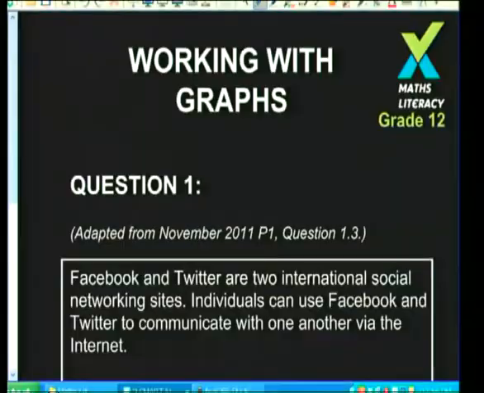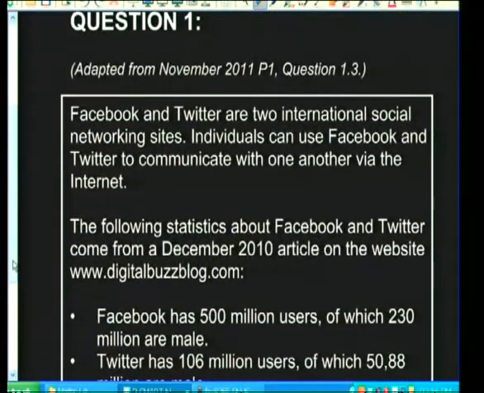Now, what I'm going to do in this session is look at a few questions from past paper ones, and then also a question or two from a paper two. We're going to start with very basic concepts and then make it more and more difficult. Right, let's get started. Question number one comes from your November 2011 paper one, question 1.3. It's quite a bit of reading, so let's have a look at it.